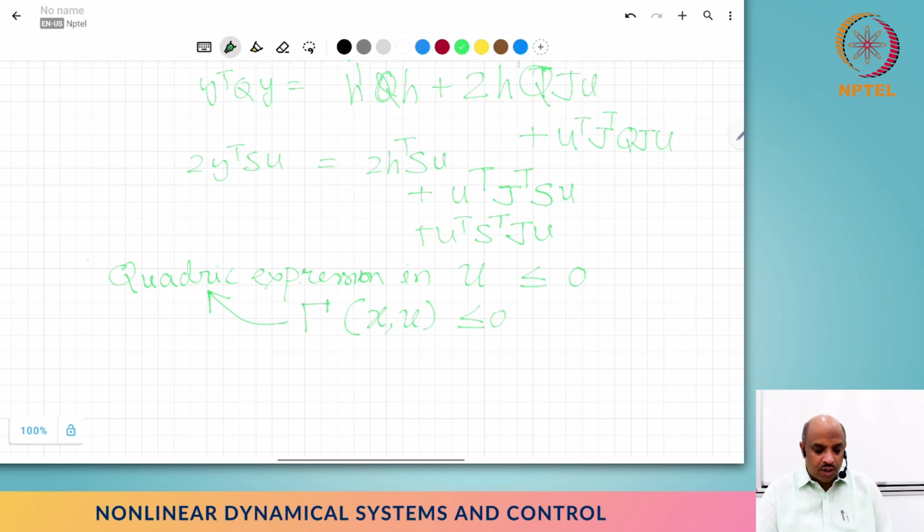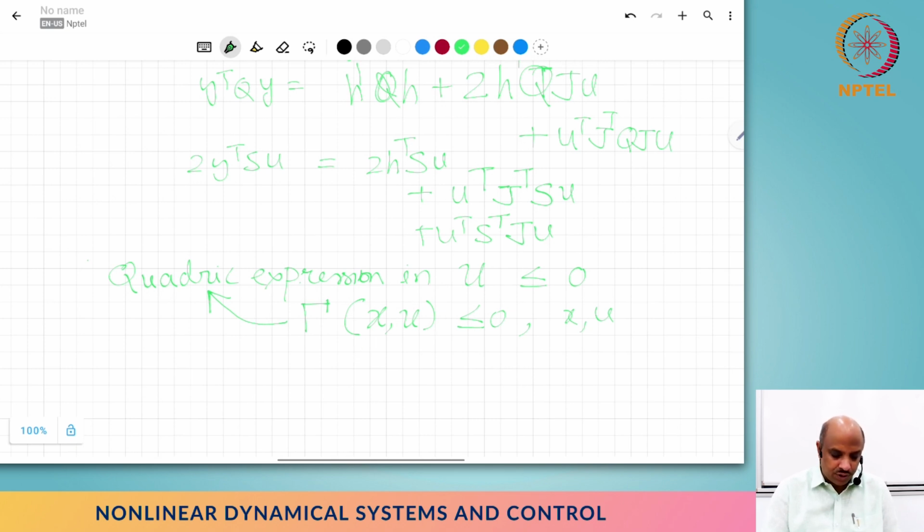So if you have a quadratic in u and it happens to be consistently less than 0 for all x and u, one of the conclusions that we can draw is perhaps there is a square function of a linear function of u that when you add it, you will get 0.